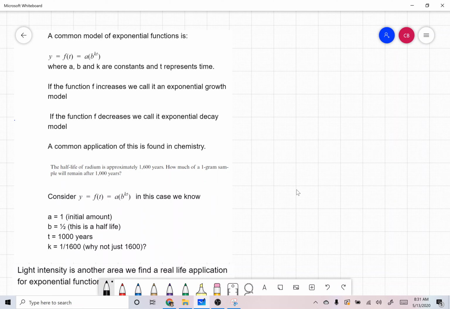But for now, we're going to do applications of exponentials. A common model for this is y equals f of t is equal to a to the b to the k t, where a, b, and k are constants and t represents time. If a function f increases, we call it exponential growth. If f decreases, we call it exponential decay.